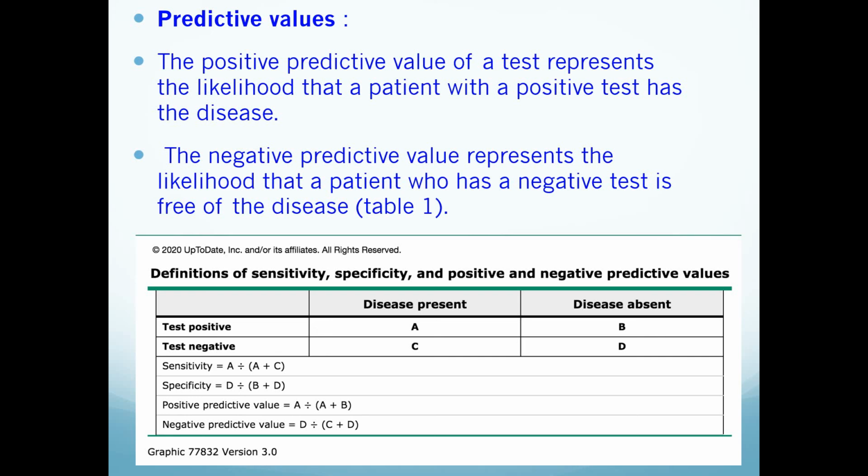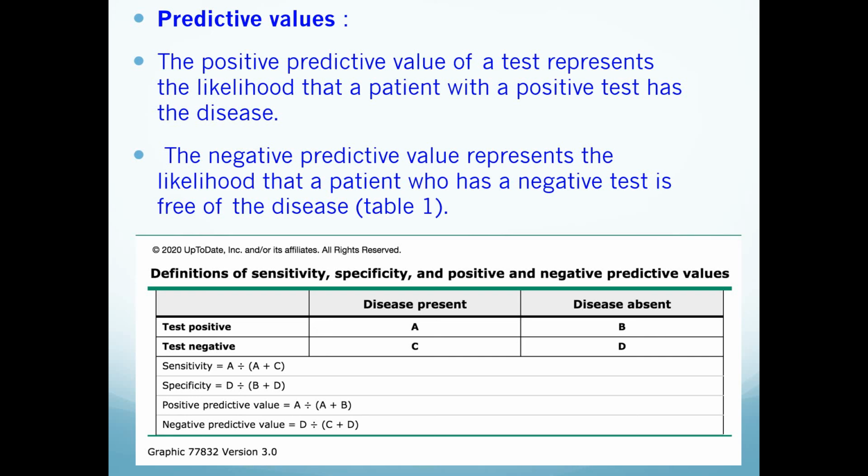Again, as we are talking about the test, we are going to talk about the predictive value of the test. There is a positive predictive value and there is a negative predictive value. When we are talking about the positive predictive value of the test, we are talking about representing the likelihood that a patient with a positive test has the disease.